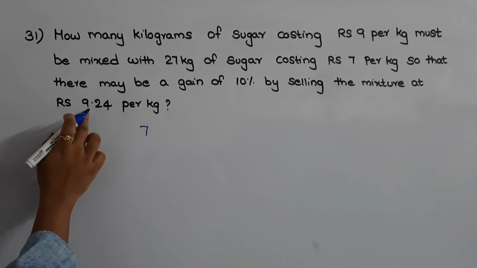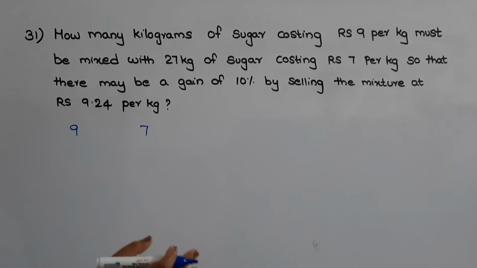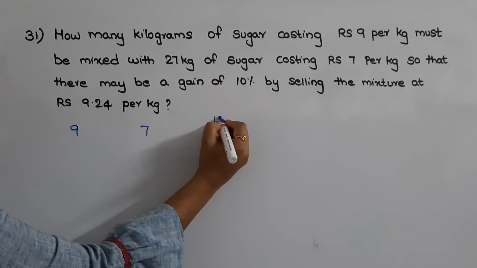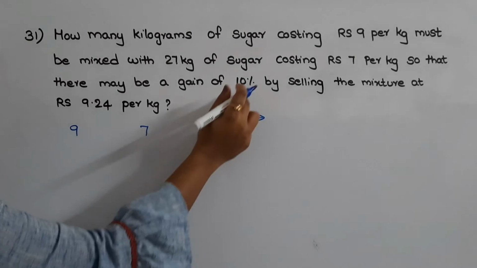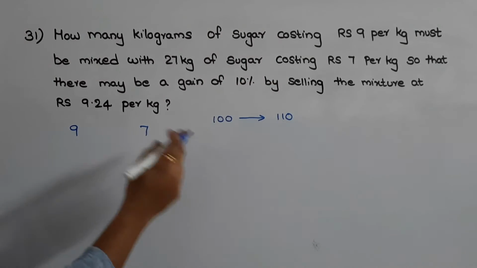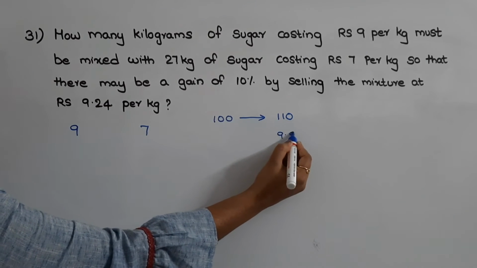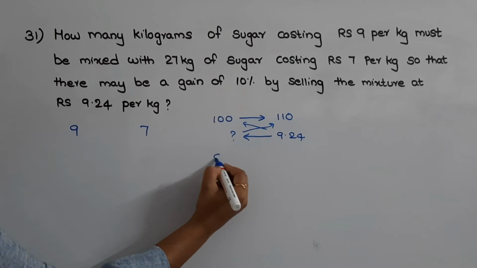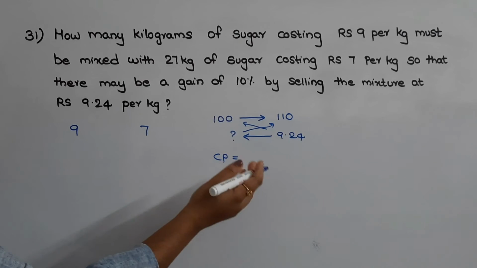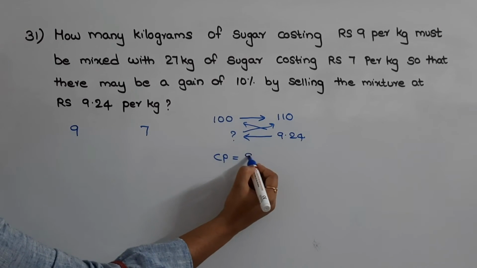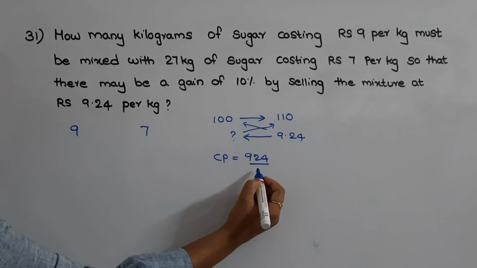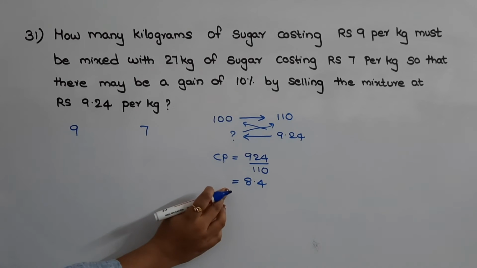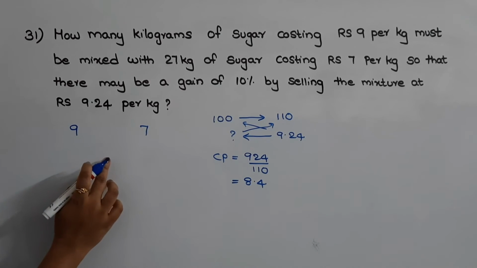So with the help of the selling price and profit percentage, first we need to find out the cost price of the mixture. The profit percentage is 10, which means when cost price is 100, selling price will be 100 plus 10, that is 110. Now the selling price is given as 9.24, so what will be the value of cost price? This we can find out by cross multiplying. The cost price of the mixture will be equal to 100 into 9.24, that is 924, divided by 110. On solving this you will get 8.4. So this is the cost price of the mixture, and we need to write it here in the middle.